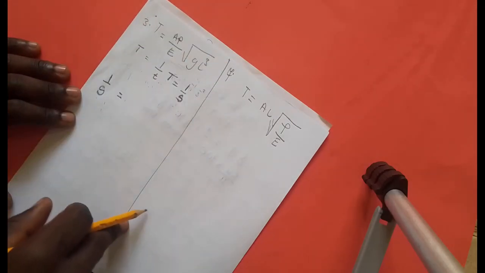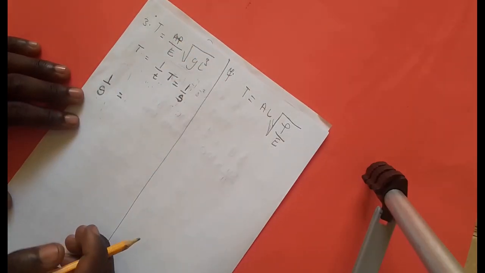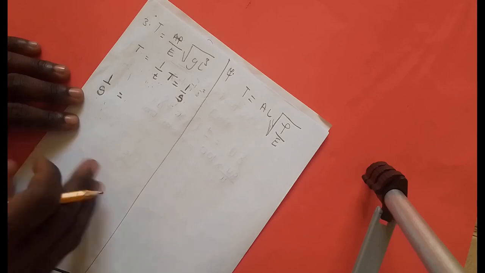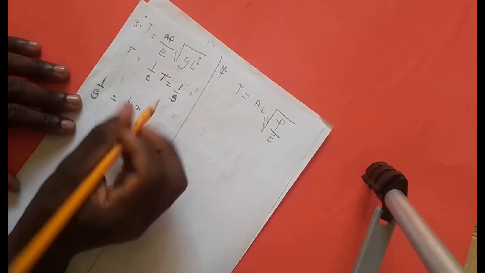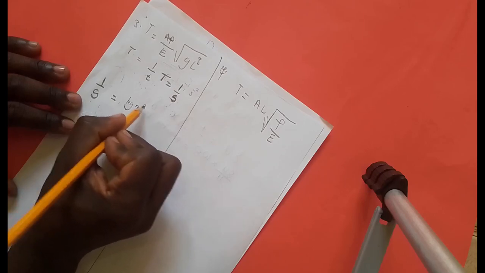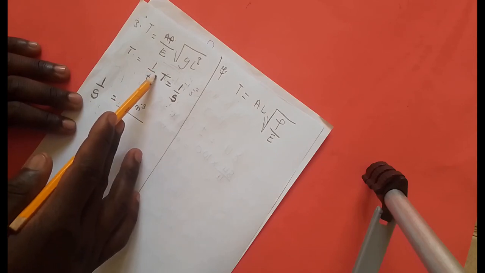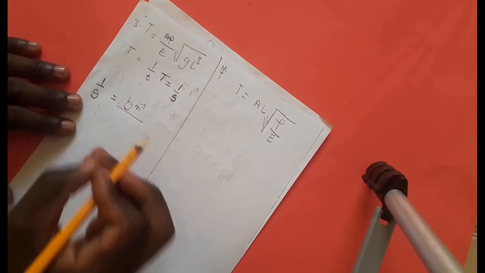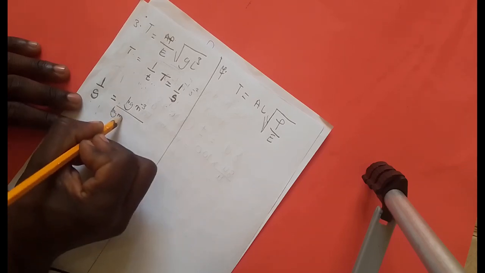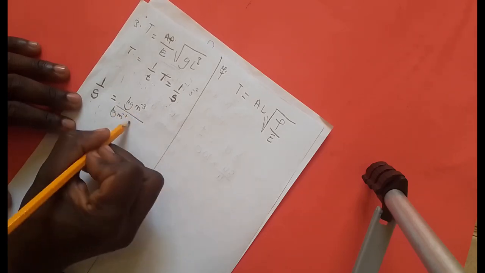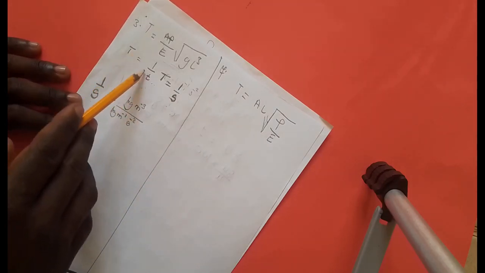a has no units, right? Then rho, which is density. The unit for rho is kgs per cubic meter, over E. The unit for this, modulus E, is kgs per meter per square second. That's the unit for modulus E, right?